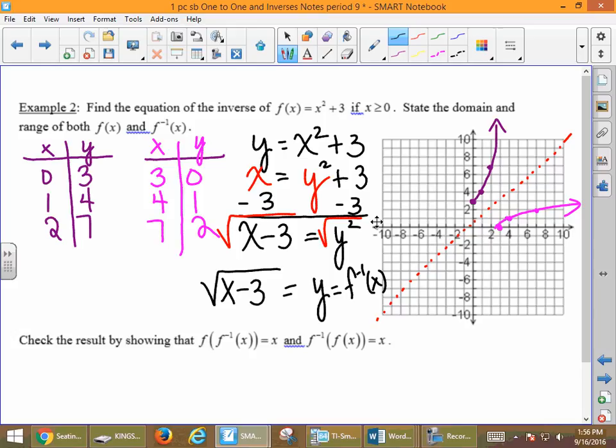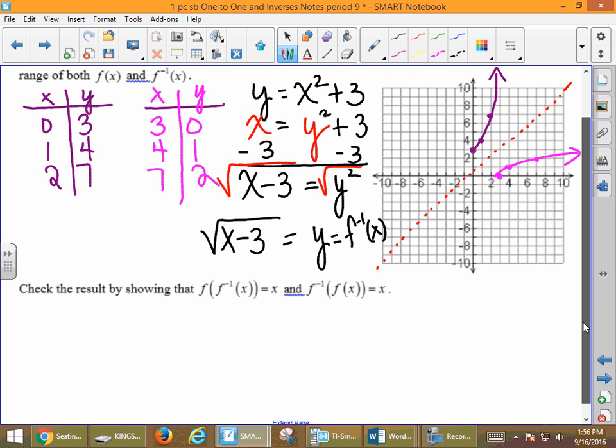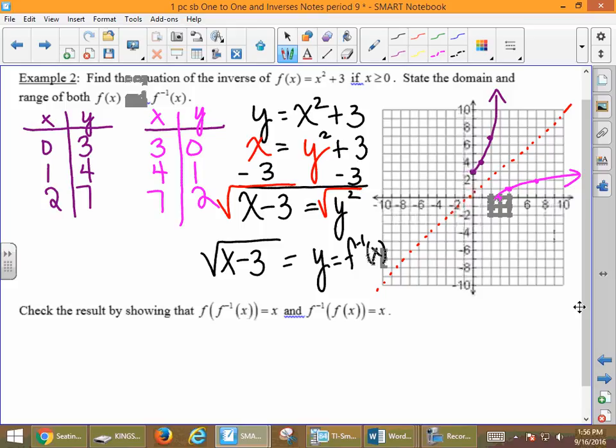Now, we need to find the domain and the range of these. When we go back to the original function, the nice part is, if we're really thinking about it, domain is represented by the x variable. So our domain in this function is given to us. That's what that restriction was at the beginning of our problem. X is greater than or equal to 0. By the way, we can write that in interval notation as 0 to infinity. Those two statements mean the same thing.